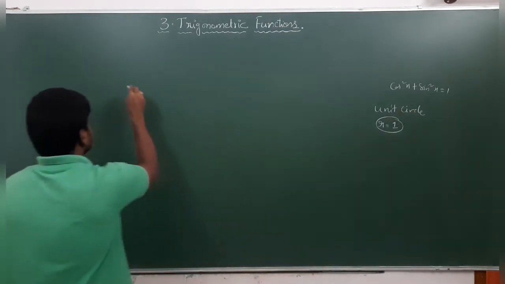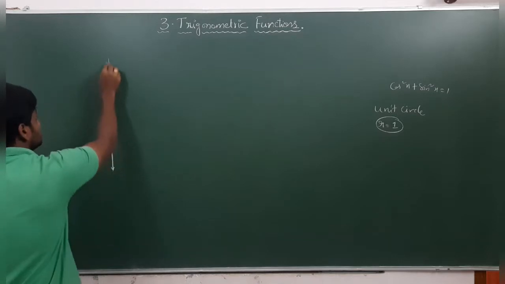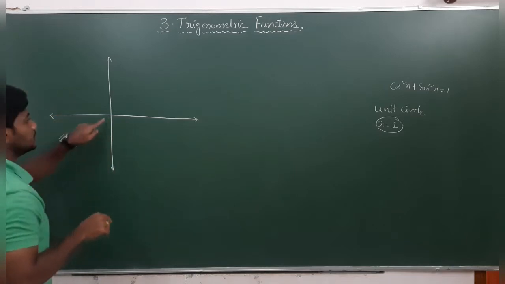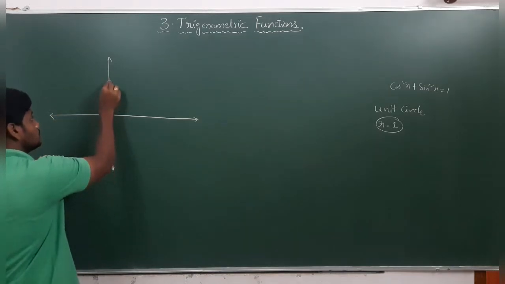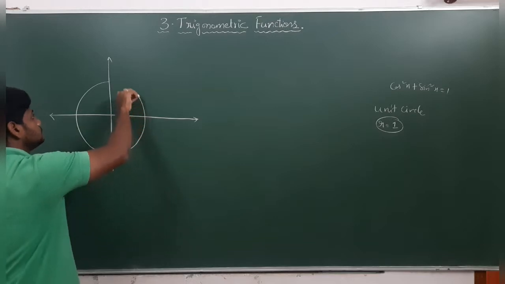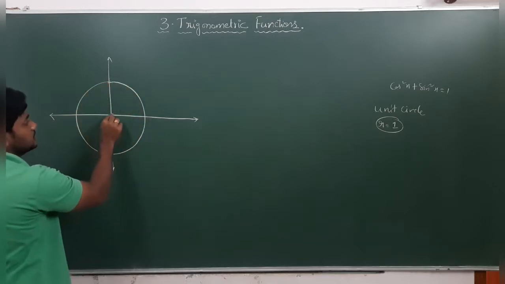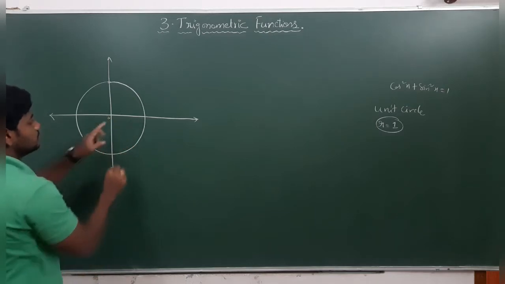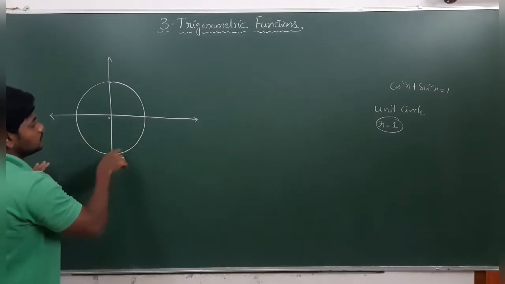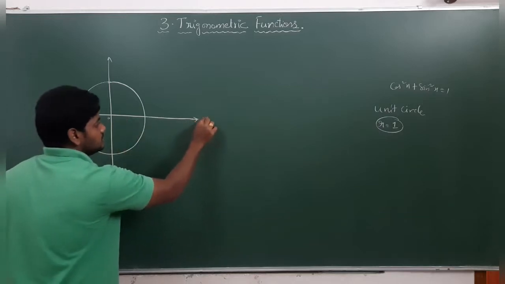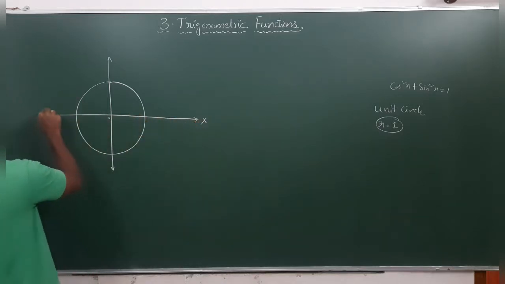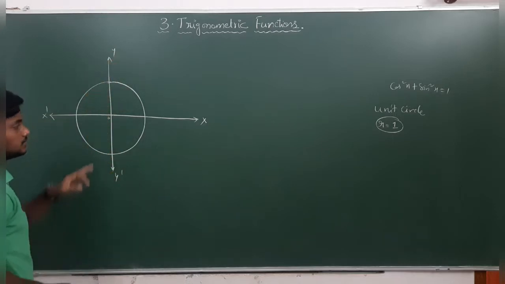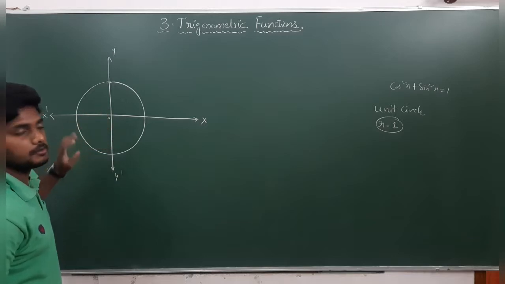Here I will consider a unit circle with respect to the origin of the coordinate axis. So I draw a circle which is a unit circle. Unit circle means I told radius is equal to 1, right? On this coordinate axis, this is the positive x axis, this is the negative x axis, this is the positive y axis, this is the negative y axis. So this is the center point, nothing but the origin 0, 0.